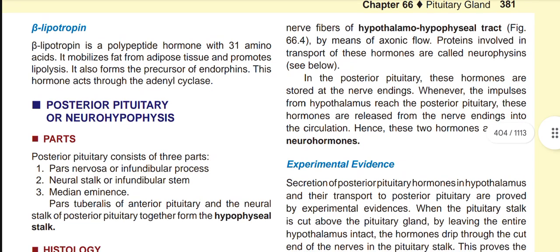In the posterior pituitary, these hormones are stored in the nerve endings. Whenever the impulse from the hypothalamus reaches the posterior pituitary, these hormones are released from the nerve endings into the circulation. Hence, these two hormones are called neurohormones.